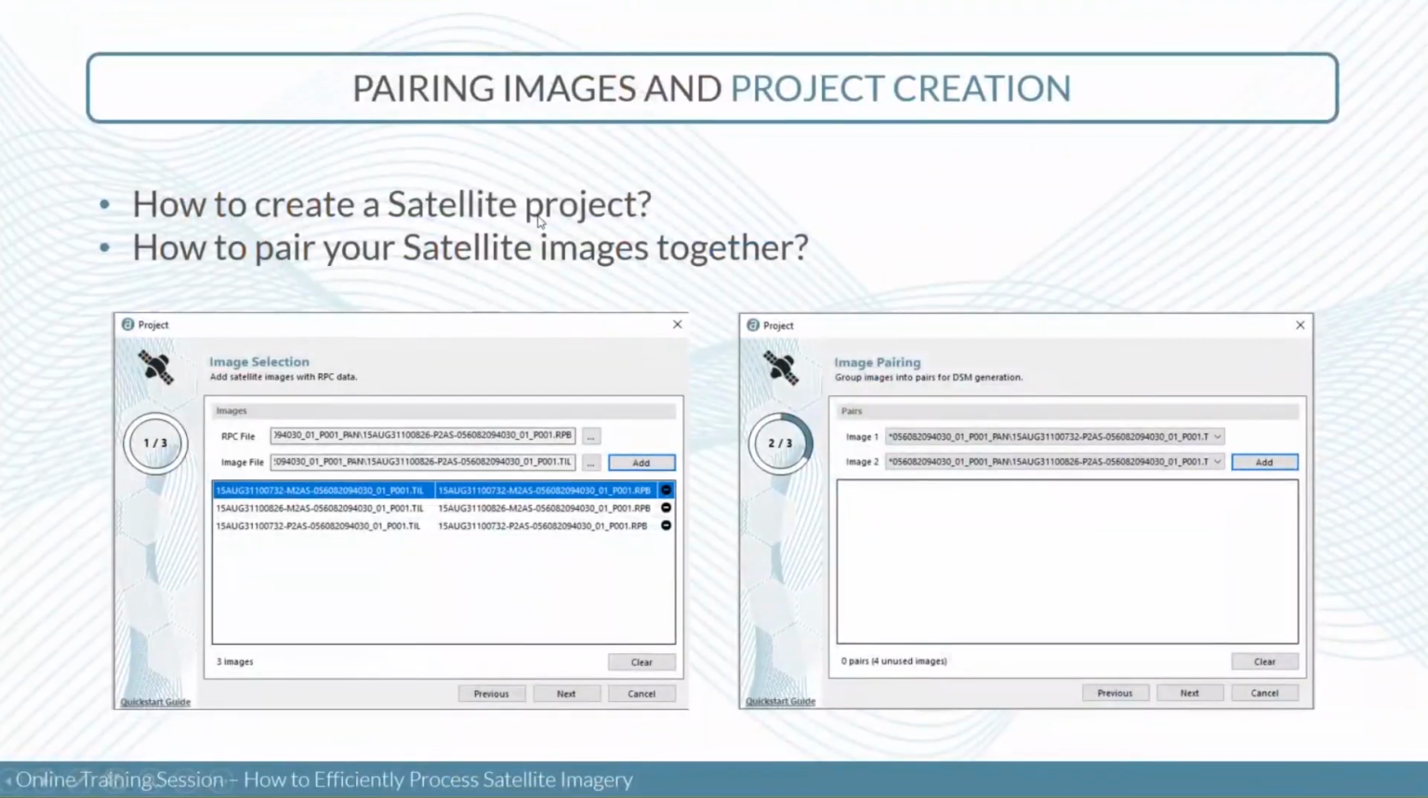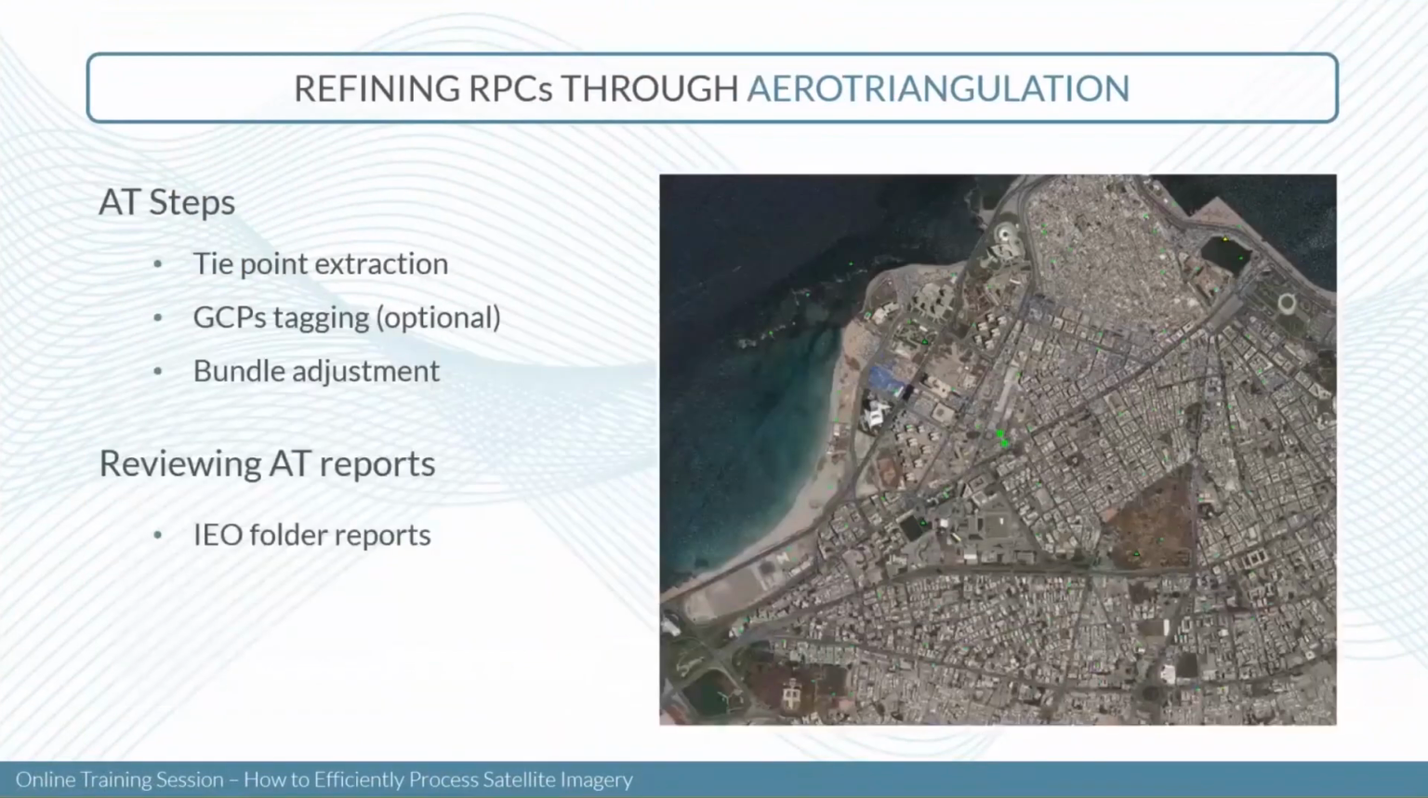So now that we have talked about pairing images and project creation for satellite imagery, let's jump into refining RPCs through aerial triangulation. The aerial triangulation can be broken down into multiple steps, minimum 2 steps, maybe 3 steps, depending on your requirements. The first step is to do the tie point extraction. The software will find common features between your images and try to have a good relative accuracy between your scenes, and try to find a good geometry to match pixels together.